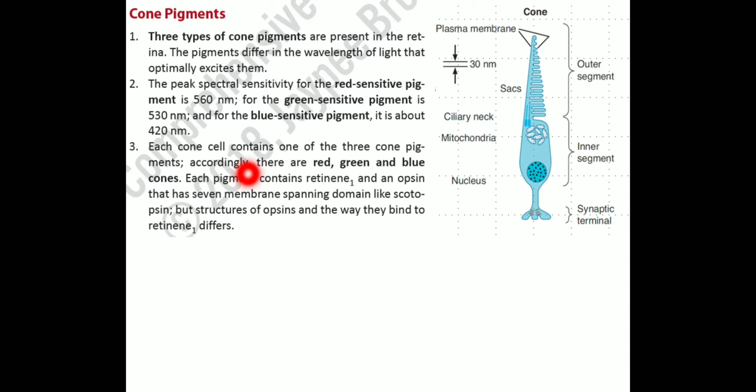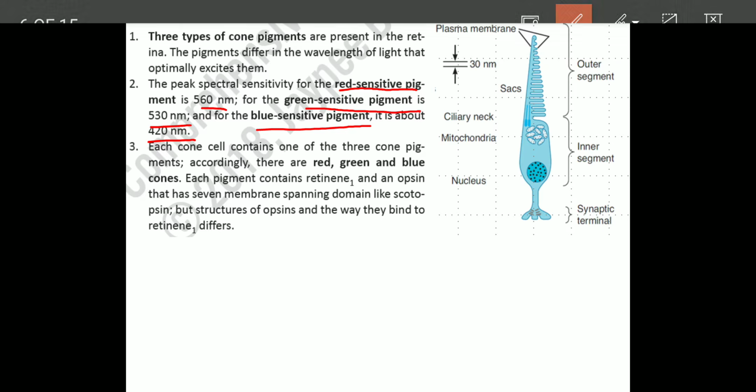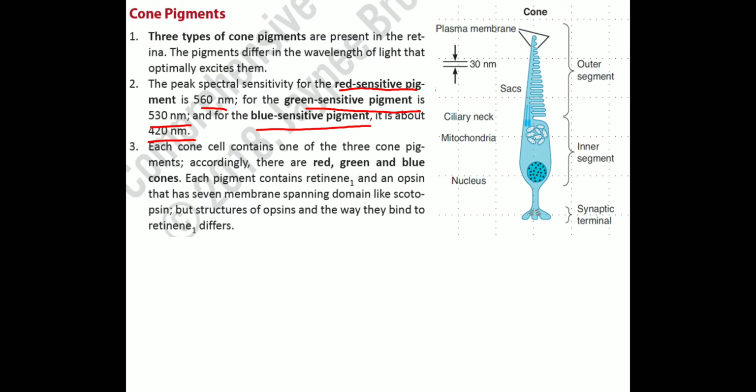Now we'll be discussing the cone pigments. There are three types of cone pigments present in the retina, and the pigments differ in the wavelength of light that optimally excites them. The peak spectral sensitivity of the red sensitive pigment is 560. These are asked in your MCQs. The green sensitive pigment is 530, and the blue sensitive pigment is about 420. You need to know these peak spectral sensitivities. Each cone cell contains one of the three cone pigments.